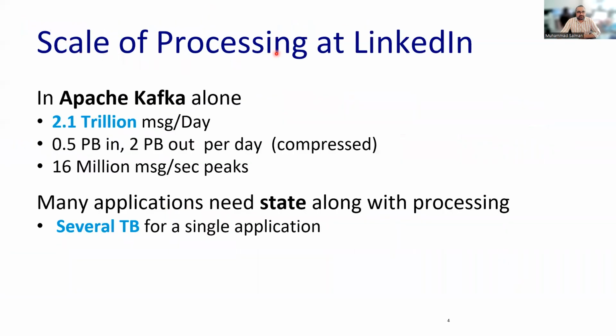So what is the scale of processing at LinkedIn? Since LinkedIn is a very huge platform, Apache Kafka alone handles 2.1 trillion messages per day, where 0.5 petabytes are incoming messages and 2 petabytes are outgoing messages per day. Peta is 1,000 trillion, or 15 zeros after one. So it's that much incoming and that much outgoing in compressed form. And then 16 million messages per second at peak times, so every second they have almost this many messages.